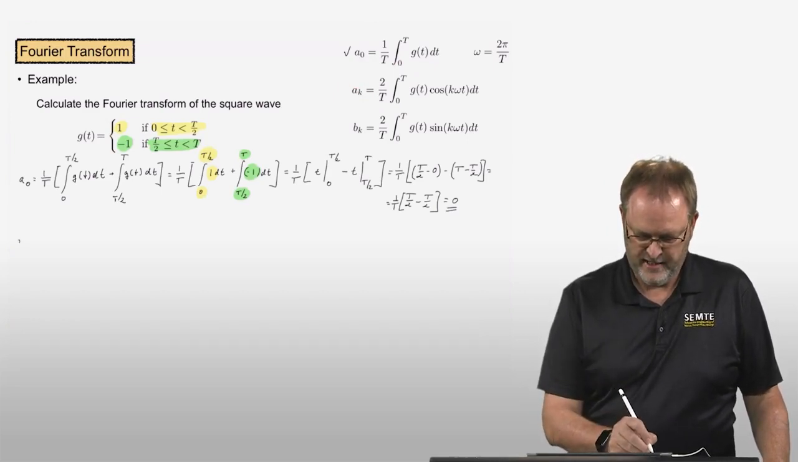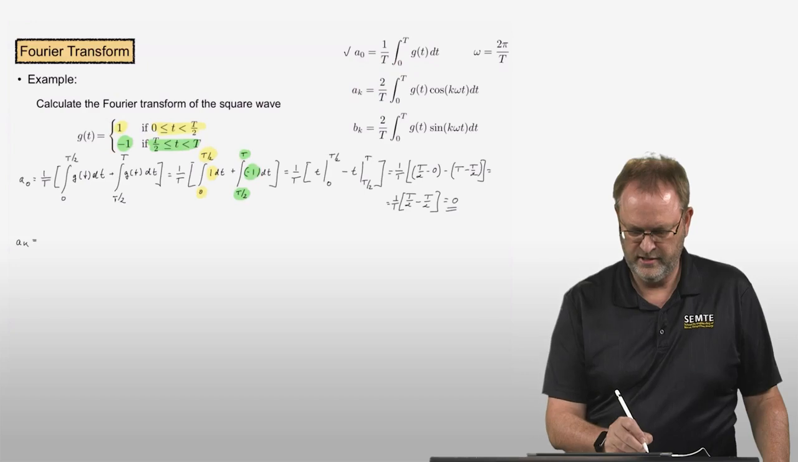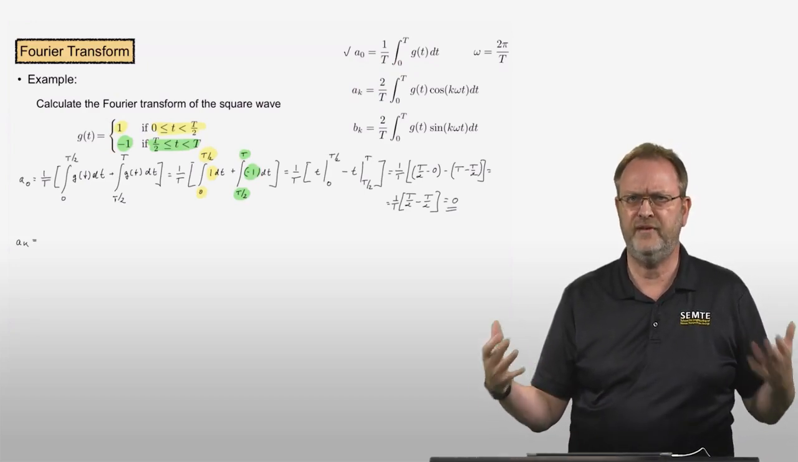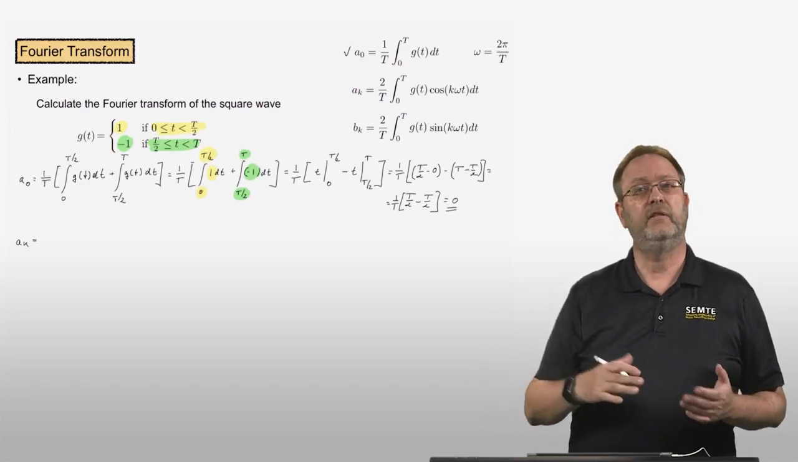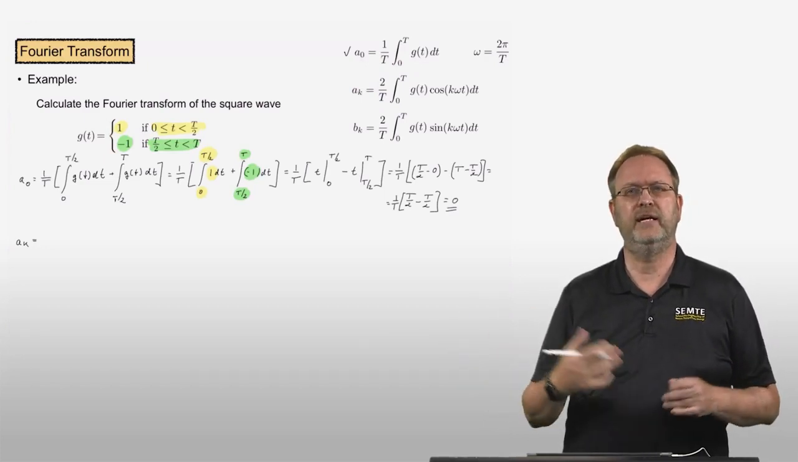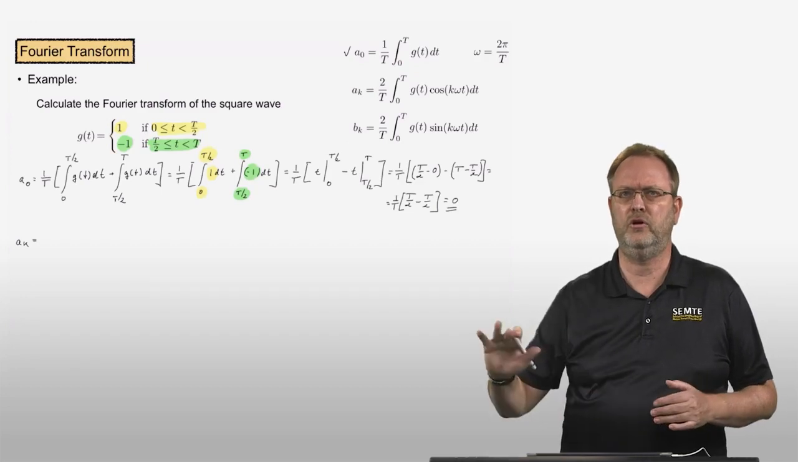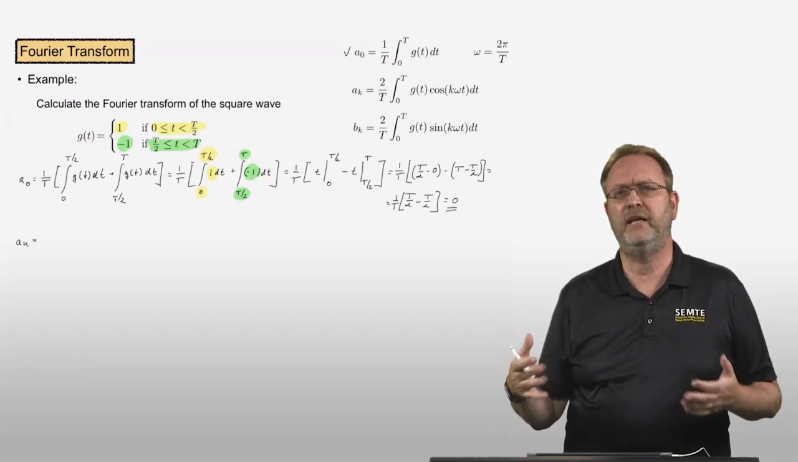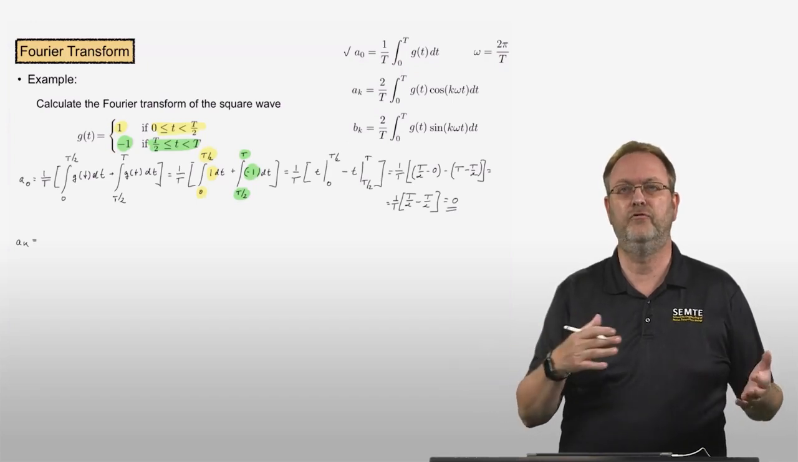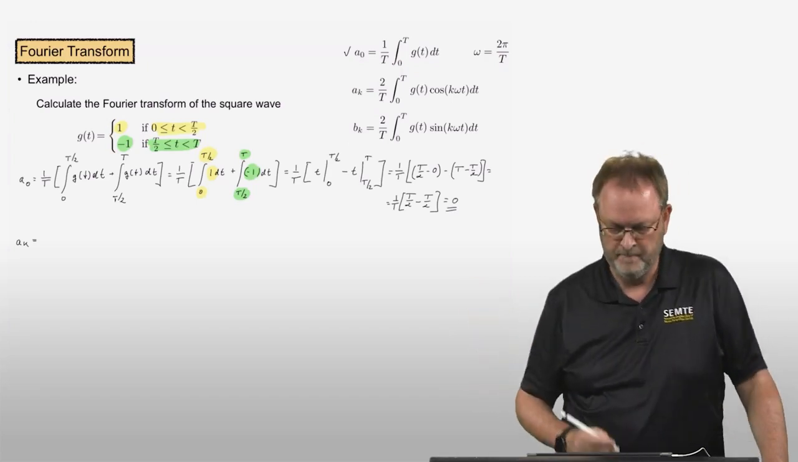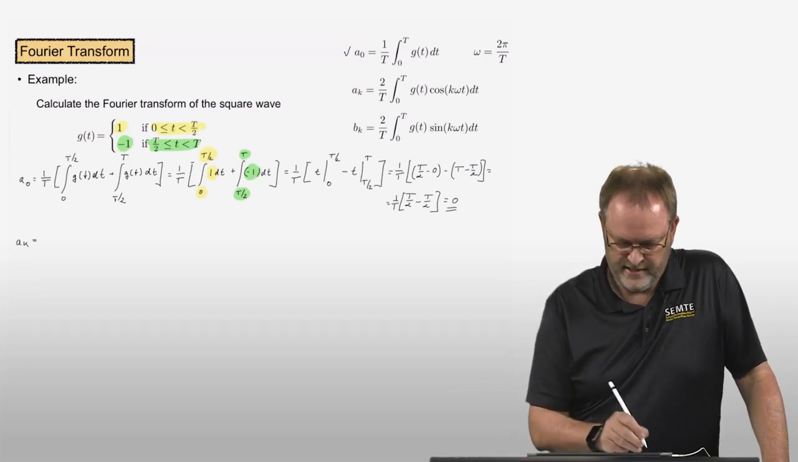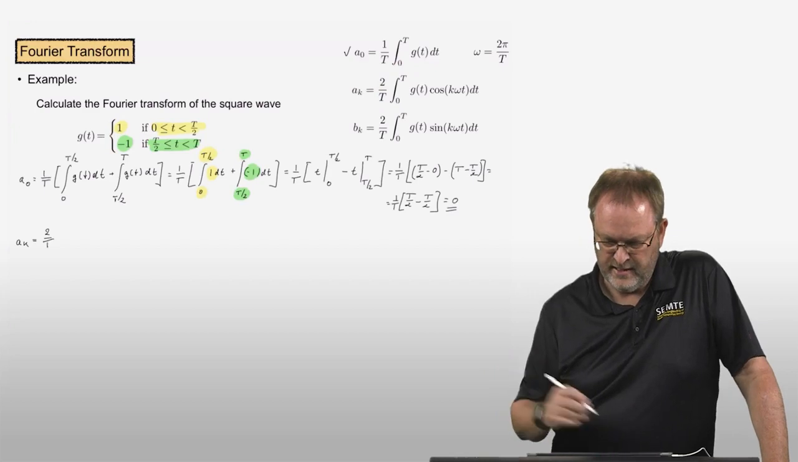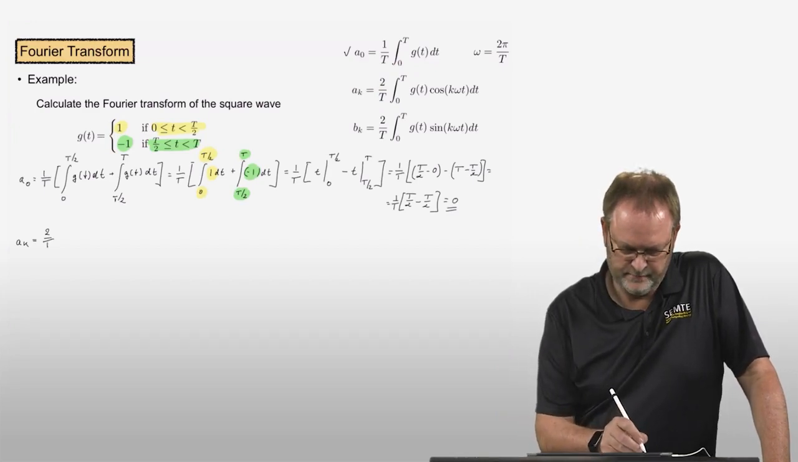Next up is a sub k. A sub k is the amplitude for the cosine of a wave number k. And there are now infinitely many k values; they start at k equal to 1 and go all the way to infinity. What we're trying to do is find a formula that is valid for any k value from 1 to infinity. So a sub k is, by the definition, 2 over T times the integral.